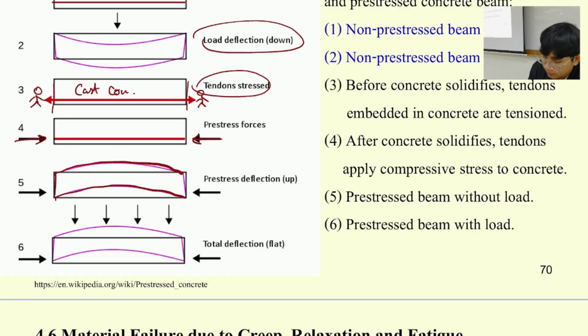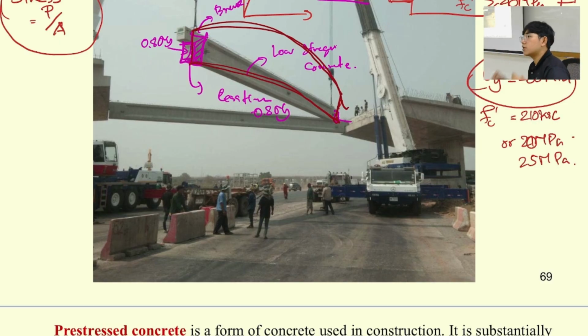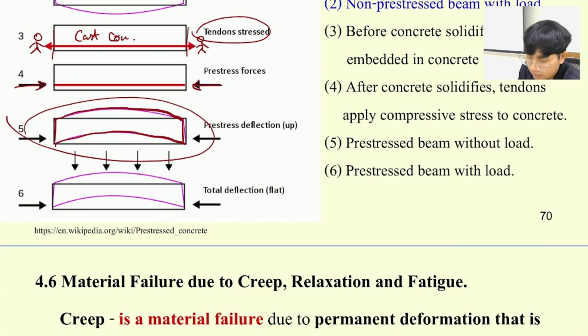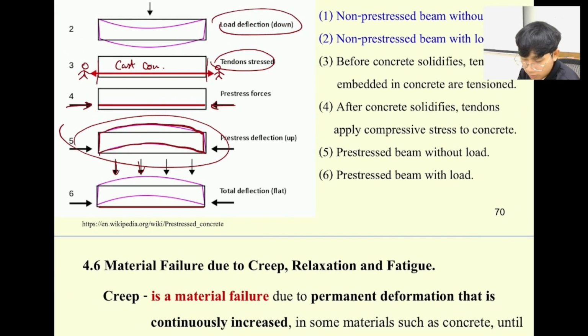Actually, if you zoom in, this beam is going to deform like this, but we cannot see it by eye. It's going to look like this. And then when we put some force, it goes back to zero only; it cannot deflect down. That's what we call pre-stressed concrete.